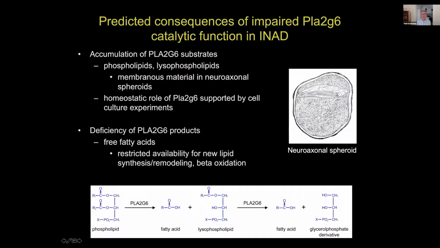I have argued for a homeostatic role of PLA2G6, rather than a specific signaling role, which is also supported by some cell culture experiments. What we won't see under the microscope is a deficiency of the PLA2G6 products, and that would include free fatty acids. And with local deficits in these free fatty acids, you can have restricted availability for lipid synthesis, remodeling, and even beta oxidation for energy production.